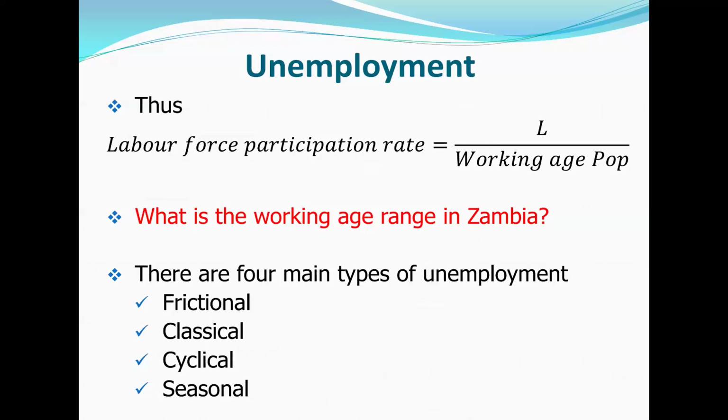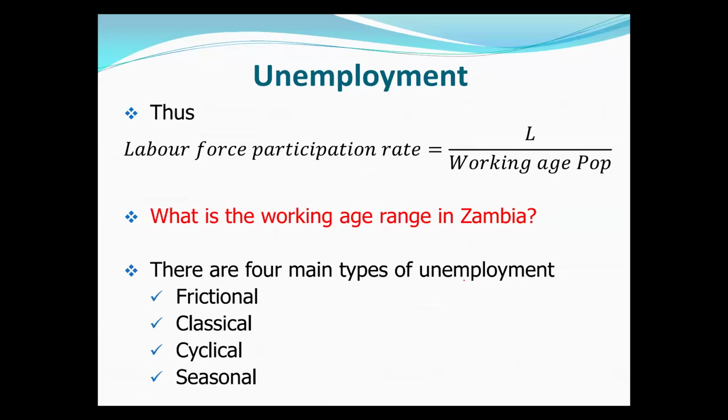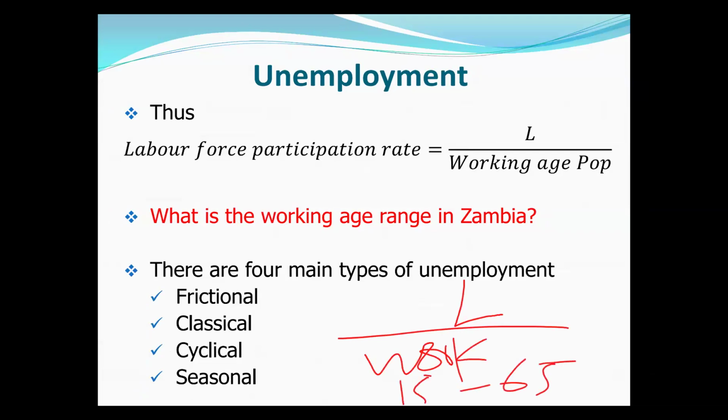Labor force participation rate is basically the labor force, which is made up of employed plus unemployed, divided by the working age, meaning the age between 15 and 60, or 65, right? Working age.